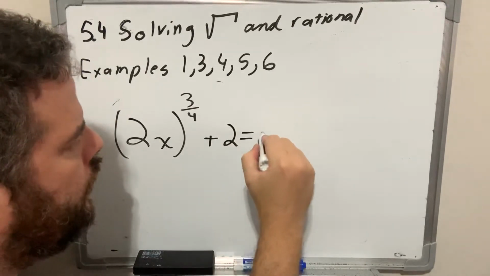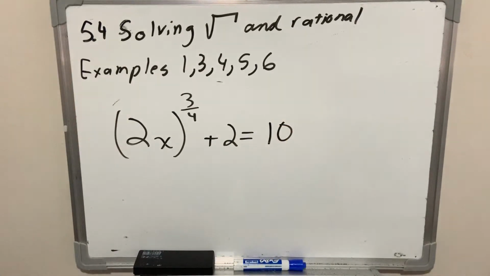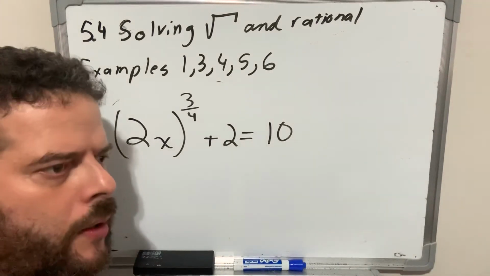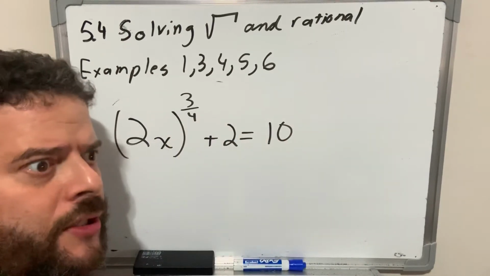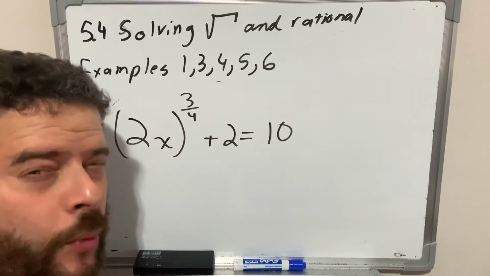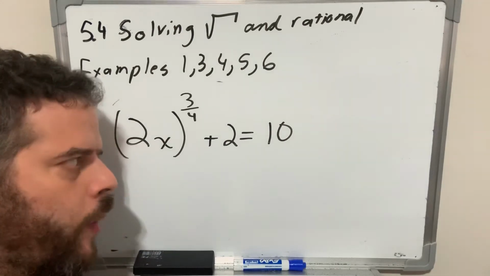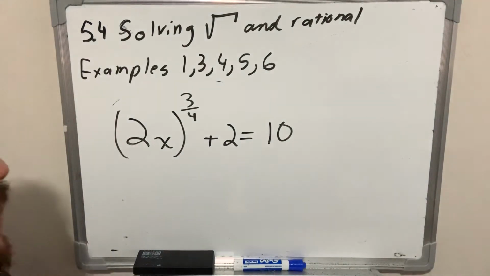Plus 2 equals 10. I have this expression. Profe, what the heck do I do now? Well, there's a couple of things you can do. You could turn it into a radical if you're comfortable working with radicals, or you can just work with rational exponents, which is what I recommend. You'll see why. So first of all, what do we do here?